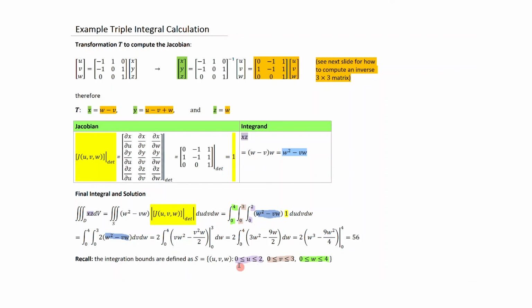Again, the integration bounds came from the domain where u was limited between 0 and 2, v between 0 and 3, and w between 0 and 4, which is what you see in terms of the bounds on the integrals here.